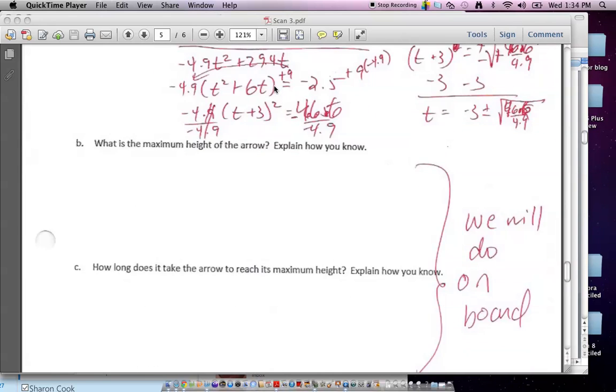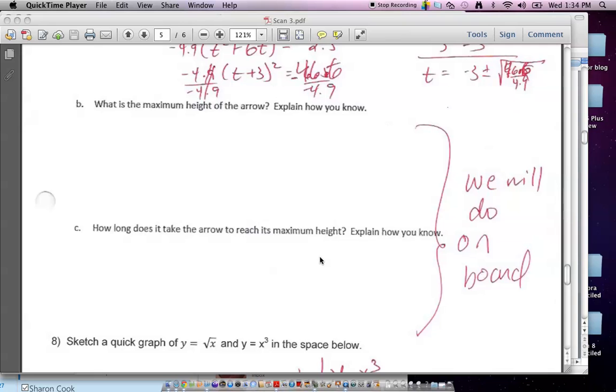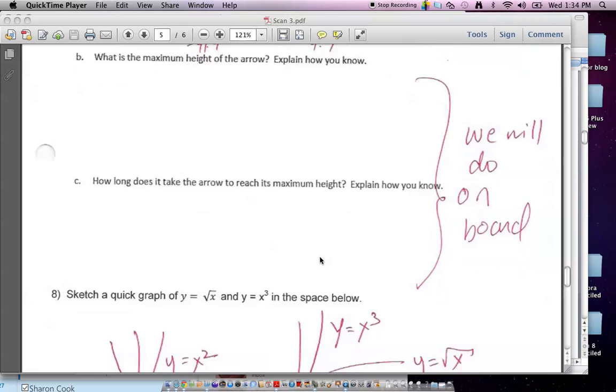Or is it 46.6 or 36.6? 46.6, okay. And then the maximum height occurs at 3 seconds. All you got to do is put that in the calculator and crank it out. I am sure that you are very good at that.